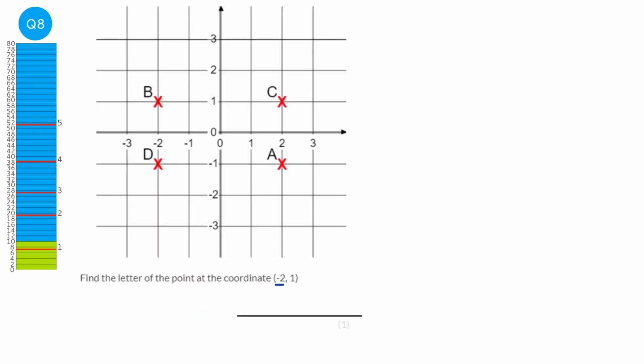This coordinate is telling us to go 2 to the left from the center. We go right when it's positive, we go left when it's negative, so it's 2 to the right.